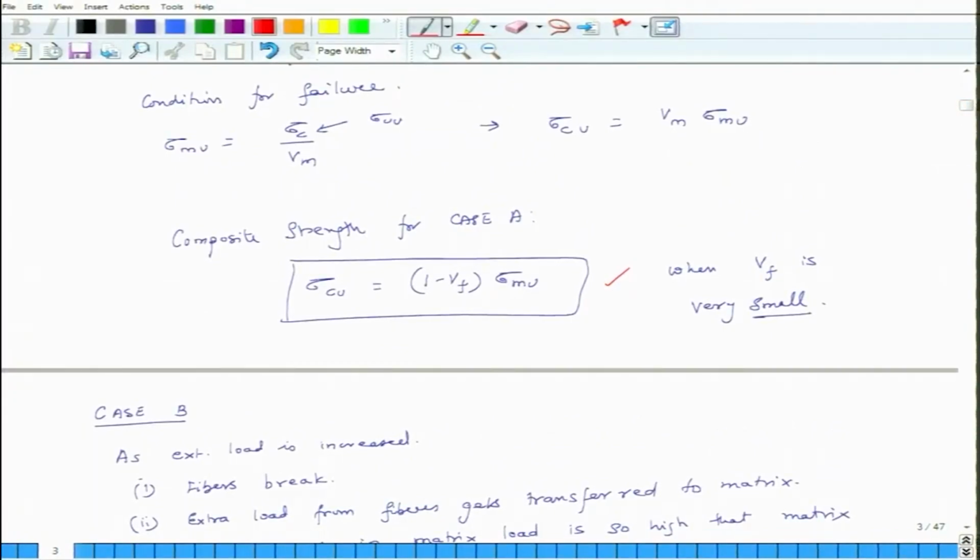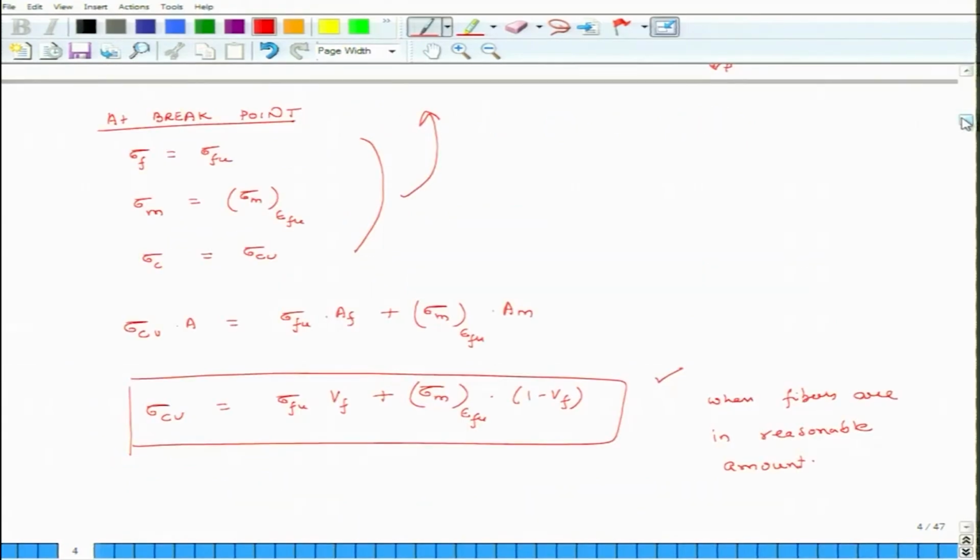So, we will extend this discussion tomorrow as well, and we will conclude our discussion for today here itself. Tomorrow we will try to understand what is the meaning of very small, how small this volume fraction of fibers should be for the composite to fail in this state, and if the fibers are reasonably large in numbers, at what level of volume fraction does this type of failure happen. So, that is what we will discuss tomorrow.